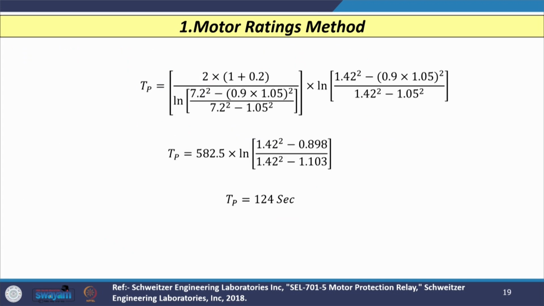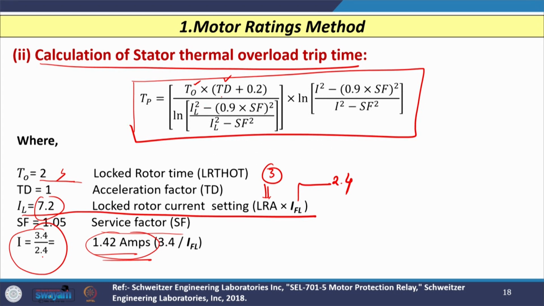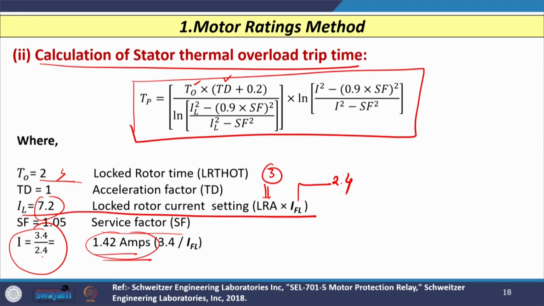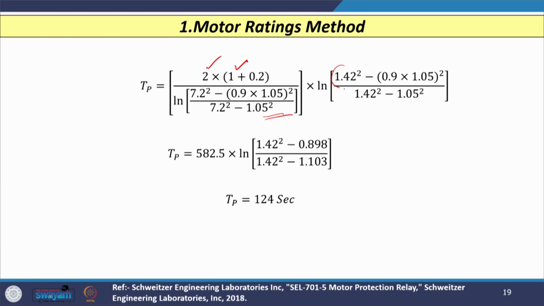If you put this value here, your T 0 is 2 second, then you have T d, that is 1, in the denominator ln into I L square. So, I L is 7.2 into 0.9 into S F, that is 1.05. If you put these values in this equation, along with the value of I, you can finally get the trip time, which comes out to be 124 second.